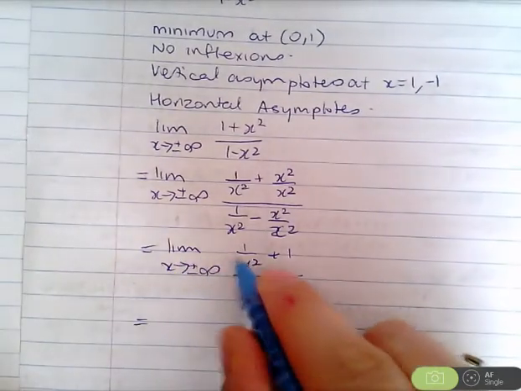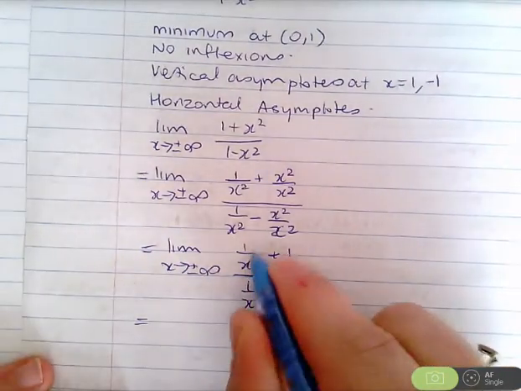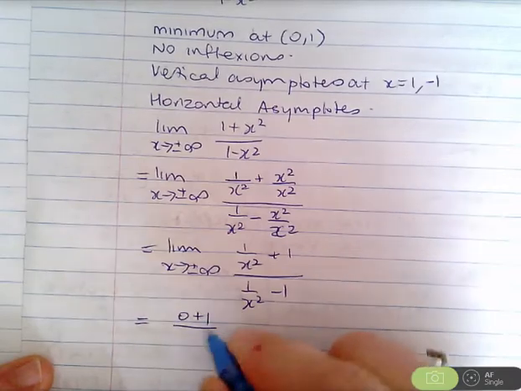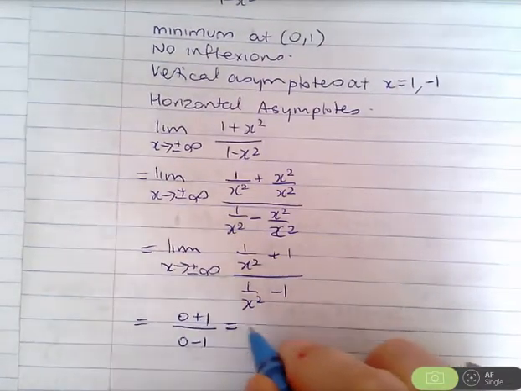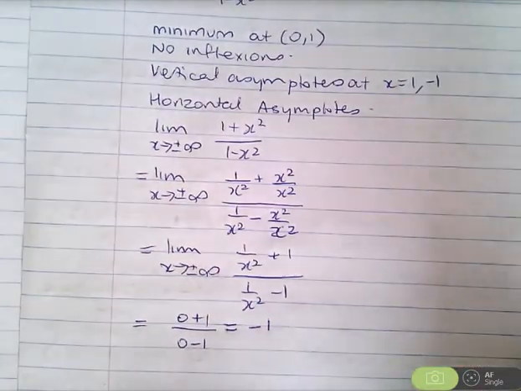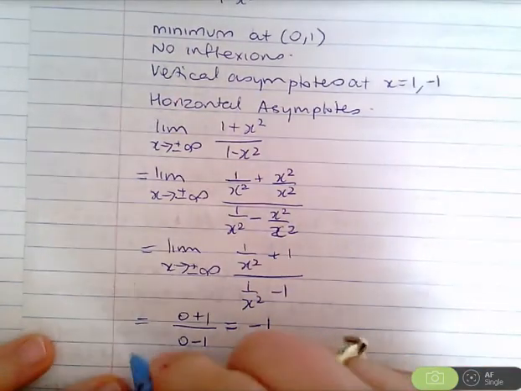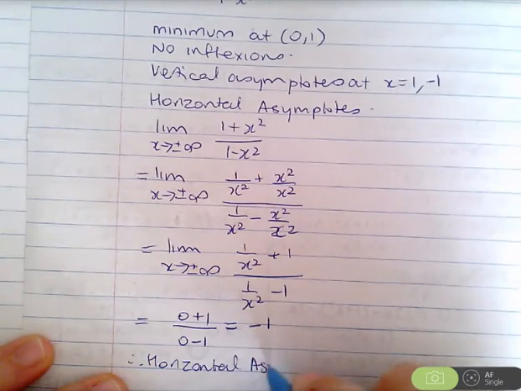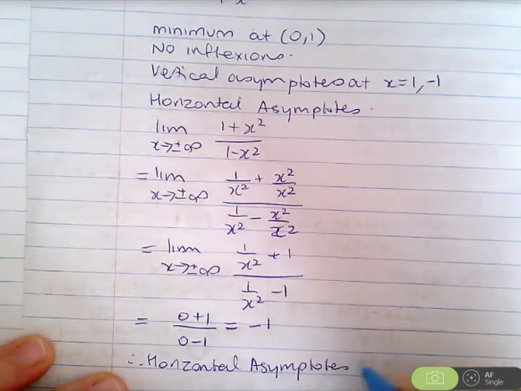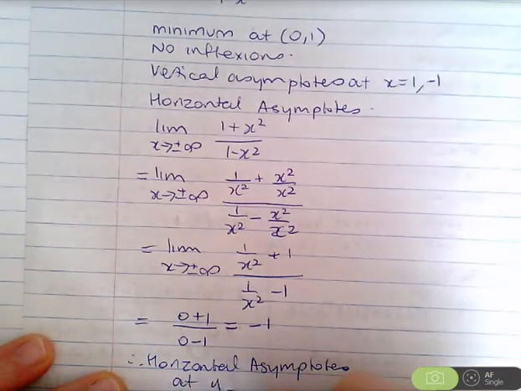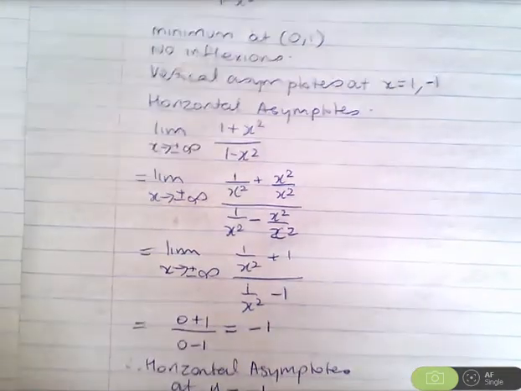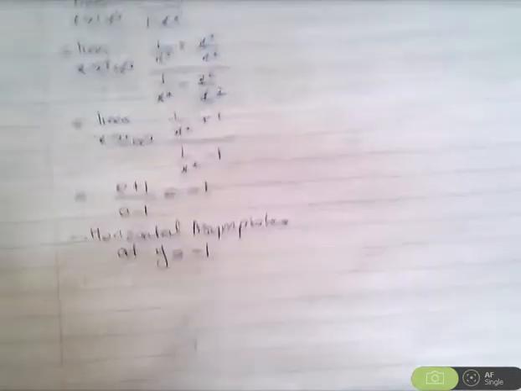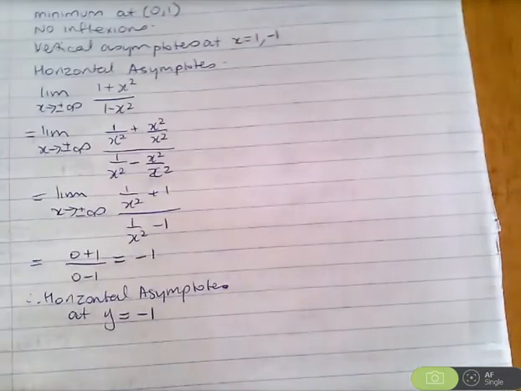Now we know that the limit as x approaches infinity of these is 0. So we've got 0 plus 1 over 0 minus 1, which is negative 1. So therefore there is a horizontal asymptote at y equals negative 1. Okay, so we can now start painting a picture.